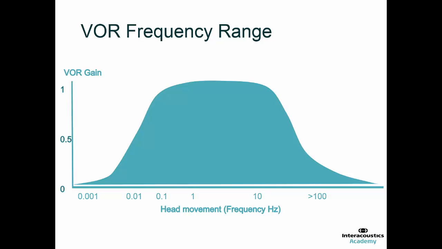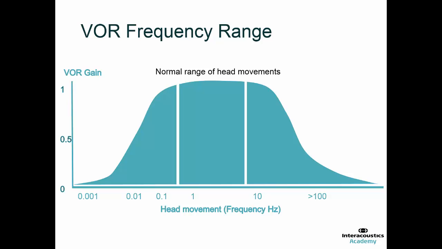So this tells us that the vestibular system is not very sensitive to picking up very low and very high frequency head movement. But that's okay, because if we look at the range of normal head movements in everyday life, we can see that the bulk of our head movements occur between these two white lines. And actually the vestibulo-ocular reflex is very good at detecting these types of head movement.